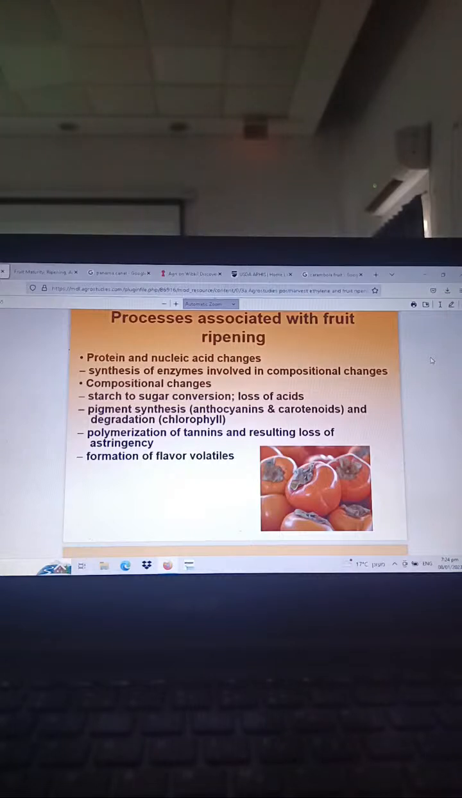Also, the price for the fruit at the beginning of the season is much better. So sometimes the farmer takes the fruit before it's completely ready, and he gives ethylene. In this case, he gives 100 ppm. What is ppm? Parts per million. Very little amount. You know what is parts per million?